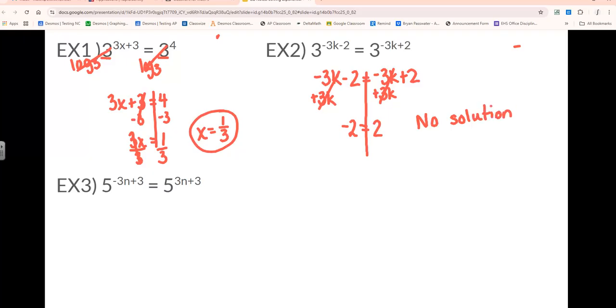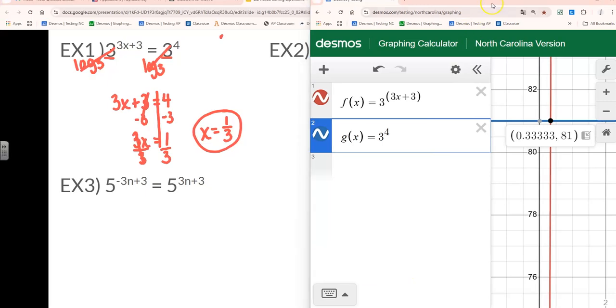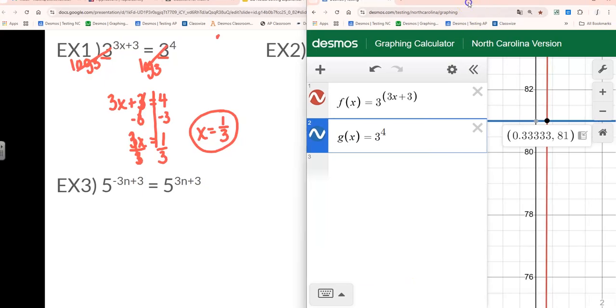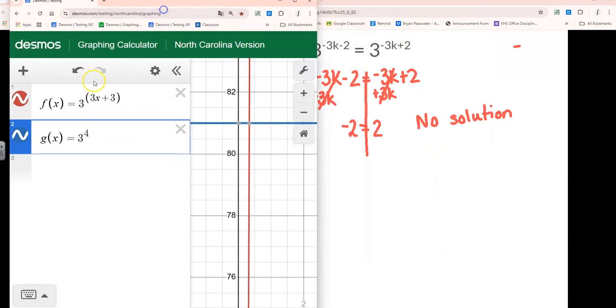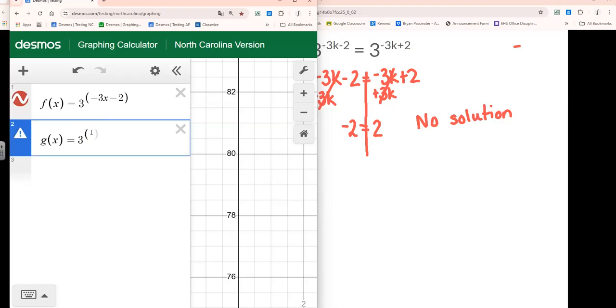Let's graph this one to see what it looks like on Desmos. Because while I definitely want you guys to be able to solve these by hand, that is the best way and my goal, if you can't, you could rely on Desmos. Make sure you type that k in as an x because it doesn't like k's.